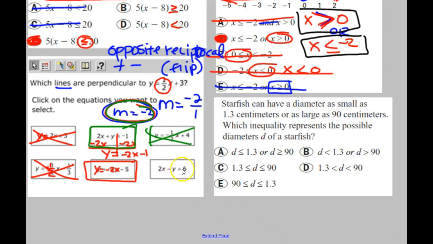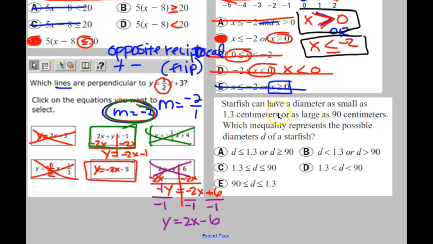And then this next one we need to solve for y as well. We could subtract 2x. And we'd have -y equal to -2x plus 6. But then we'd have to divide by -1. And we'd have y equals 2x minus 6. It's not a -2, it's a positive, so it can't be that choice. So our two middle options were both answers.